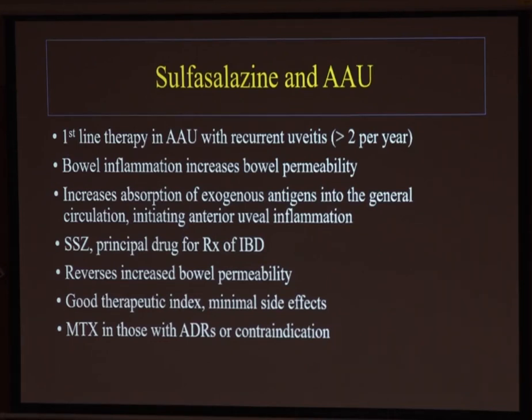The relation between this drug and anterior uveitis is that these patients have bowel inflammation, and what this bowel inflammation does is it increases the gut permeability, which increases absorption of exogenous antigens into the general circulation, which initiates anterior uveitis. So this drug, which is the principal treatment drug for IBD, reverses the bowel permeability, hence decreases the attacks of anterior uveitis. It has a good therapeutic index, minimal side effects, a very safe drug, and those who do not tolerate this drug are put on methotrexate.